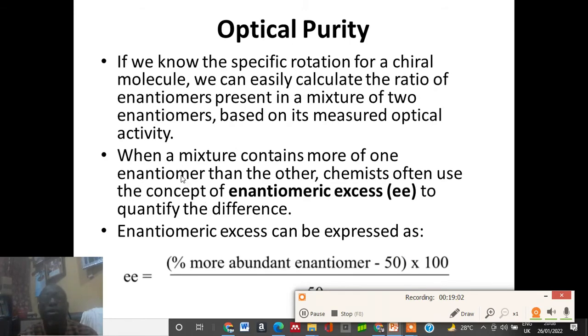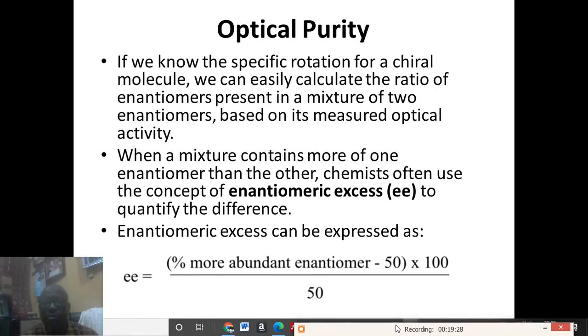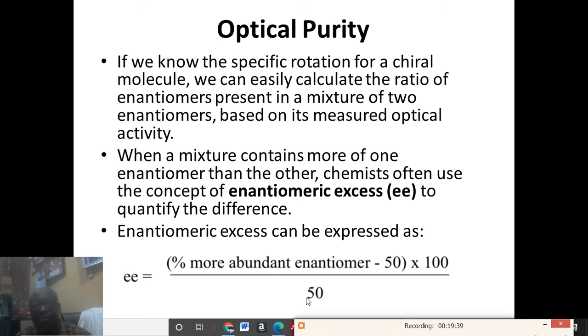If we know the specific rotation for a chiral molecule, we can easily calculate the ratio of enantiomers present in a mixture of two enantiomers based on its measured optical activity. When a mixture contains more of one enantiomer than the other, chemists often use the concept of enantiomeric excess to quantify the difference. Enantiomeric excess can be expressed as the percentage of the more abundant enantiomer minus 50, times 100, divided by 50. This will give us the enantiomeric excess.